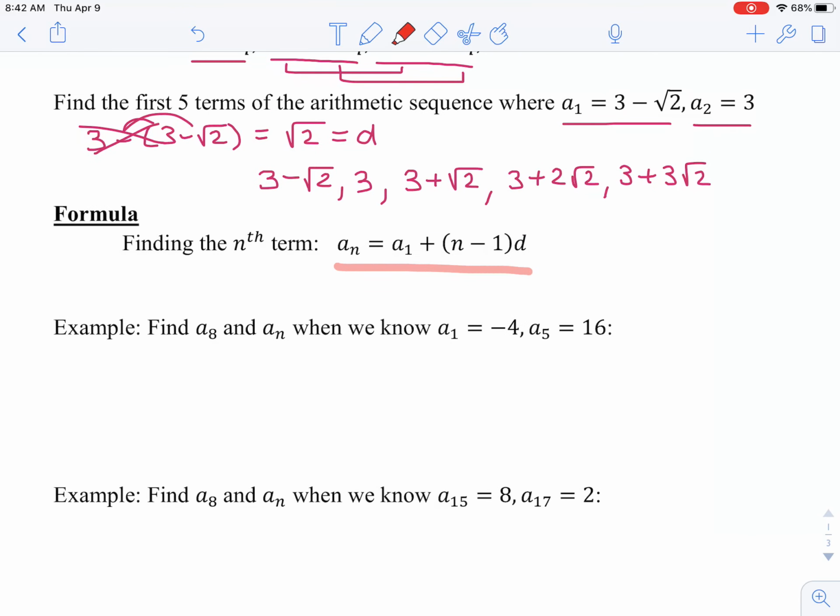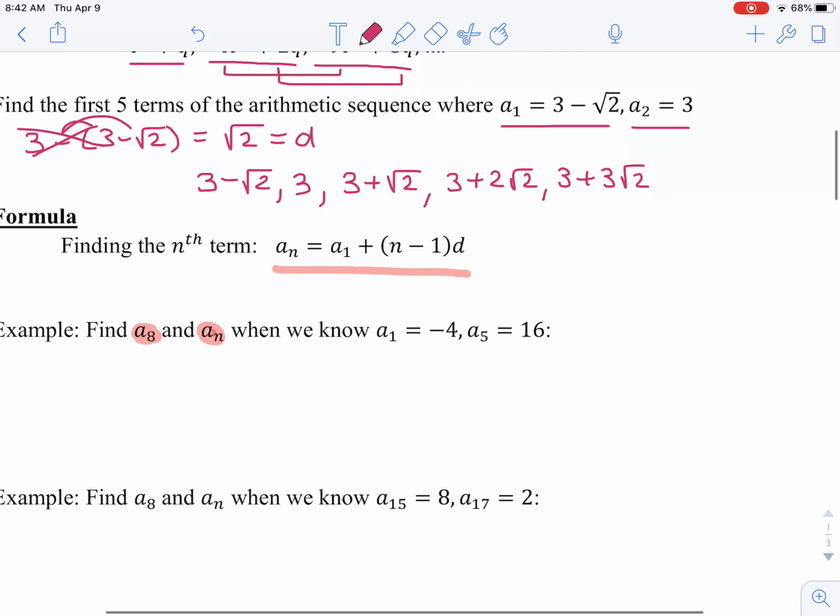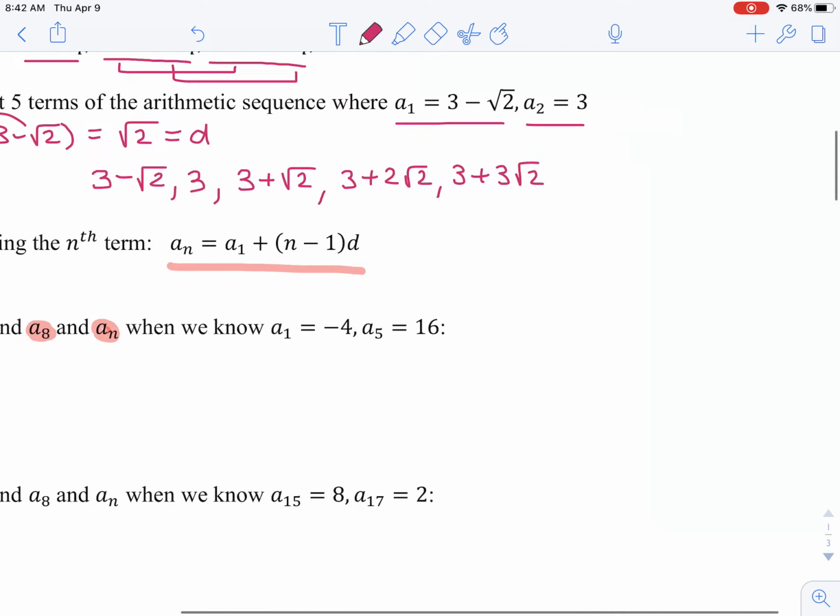So the first one, find a sub 8, the 8th term, and then the general term there, when we know that a sub 1 is negative 4 and a sub 5 is 16. Okay, so the nice thing, you could plug these in to try to figure out some different stuff that you need, but the easiest way to start here, since we have two terms, you can go ahead and find what D is. What is the common difference? And this actually works a lot like slope. Okay, I have a sub 5 is 16.